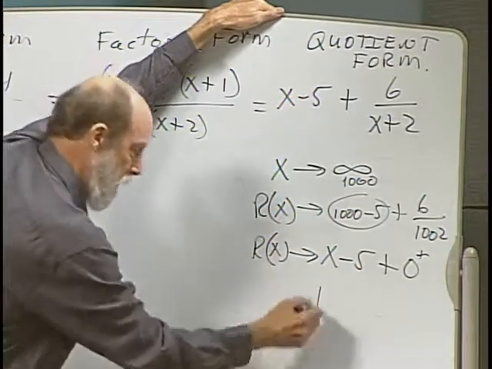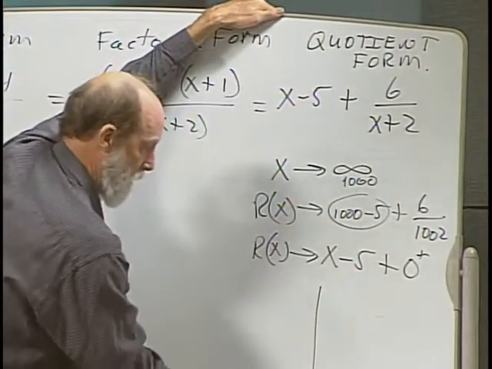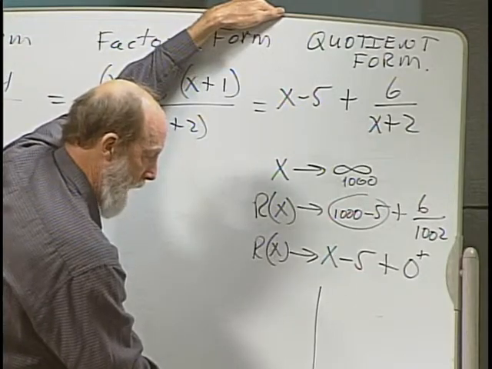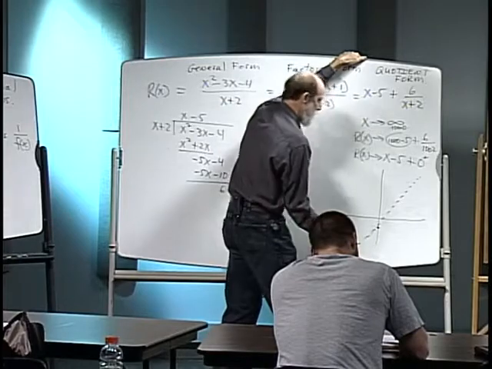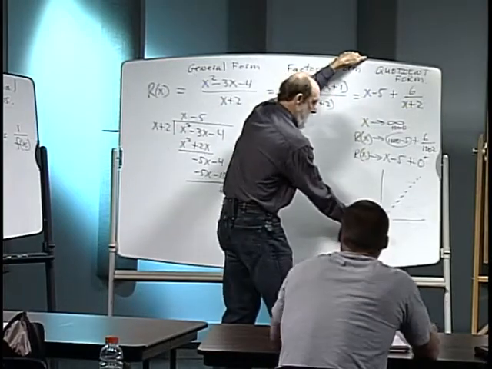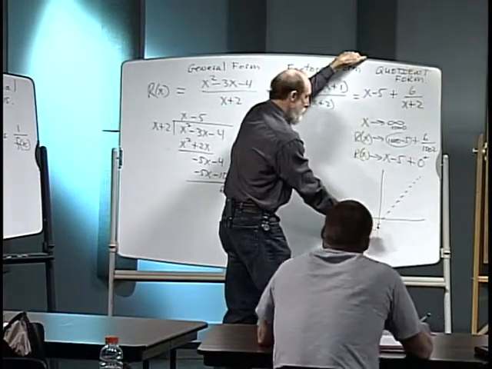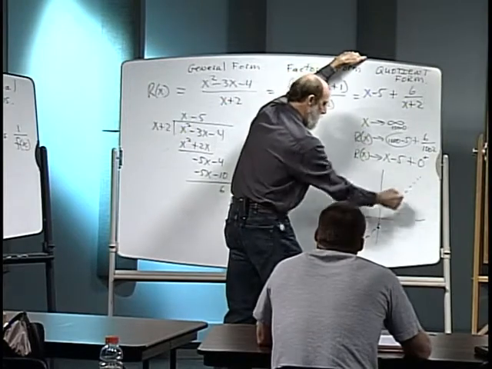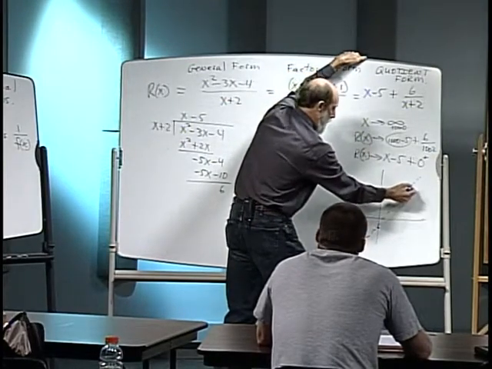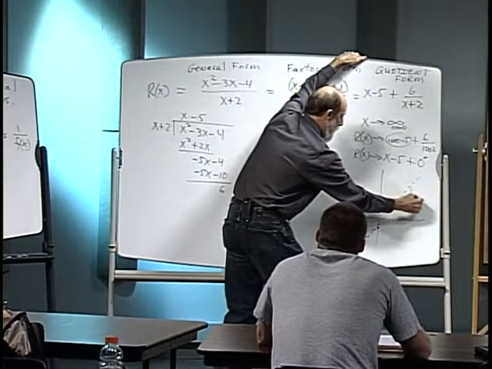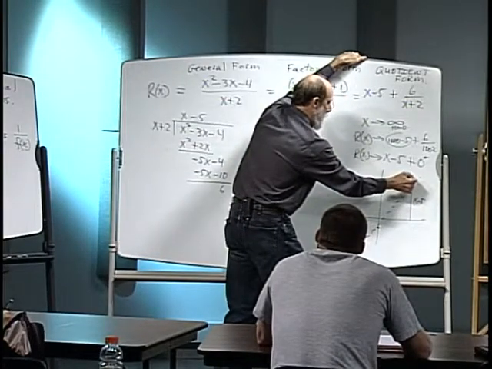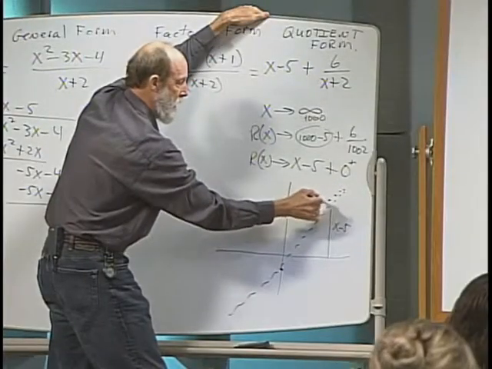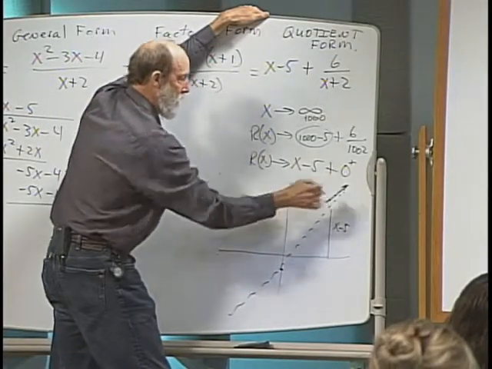So what that tells us about the rational function's graph is if I drew that rational function's quotient, y equals x minus 5, then it would look something like this. And this says that way out here to the right, we're going to be up on the line, x minus 5, plus a little bit. And the further out to the right we go, we're going to get closer to it. So we'd be coming in close to it from above, over there.